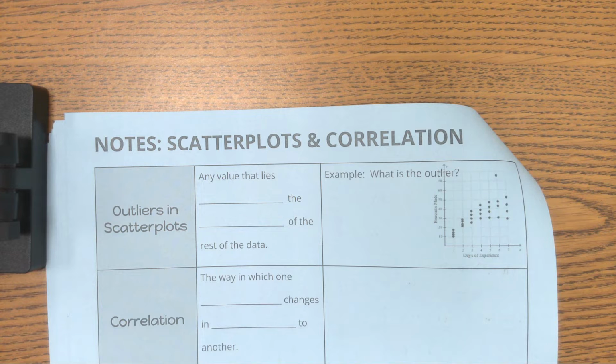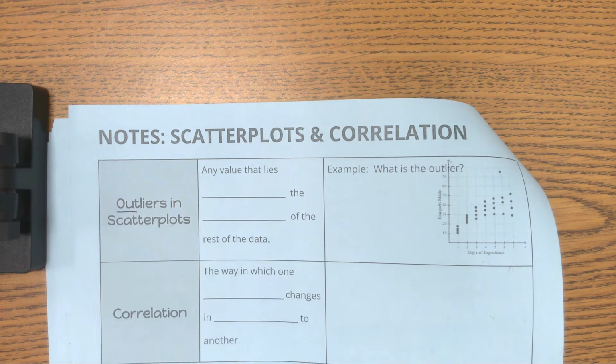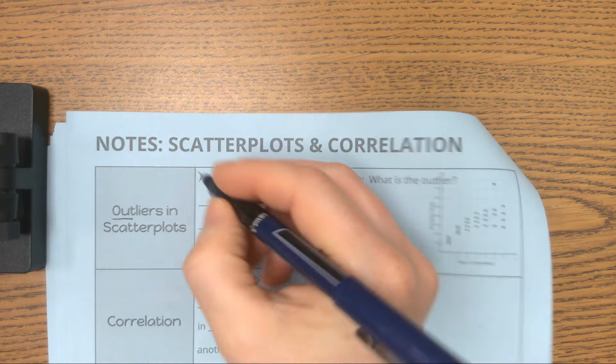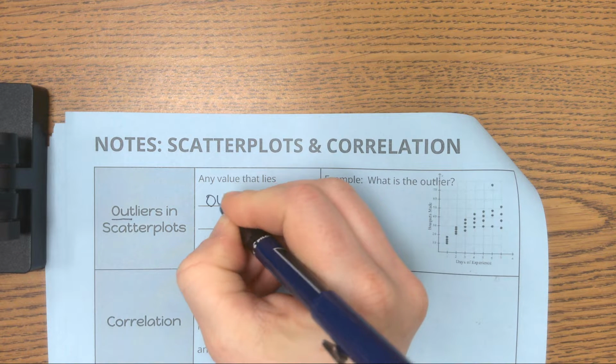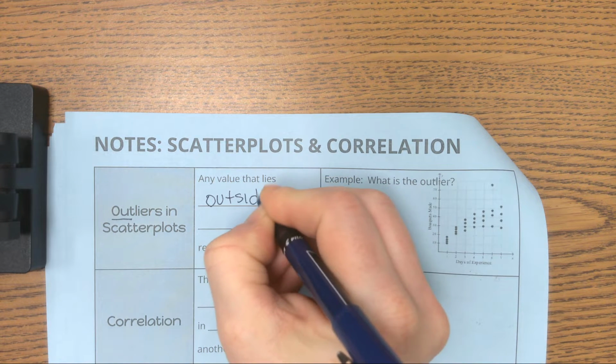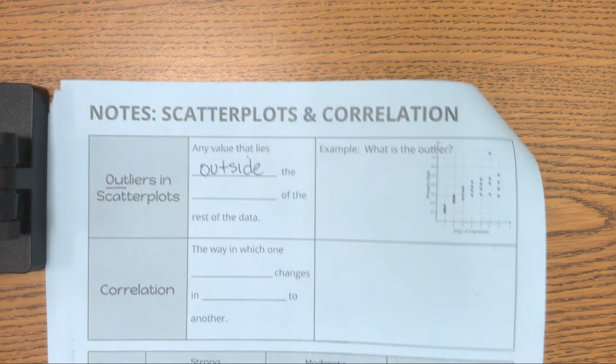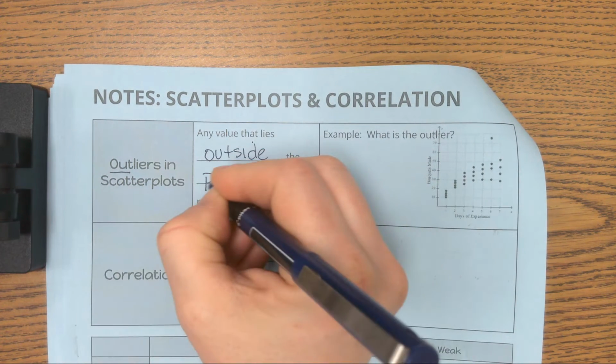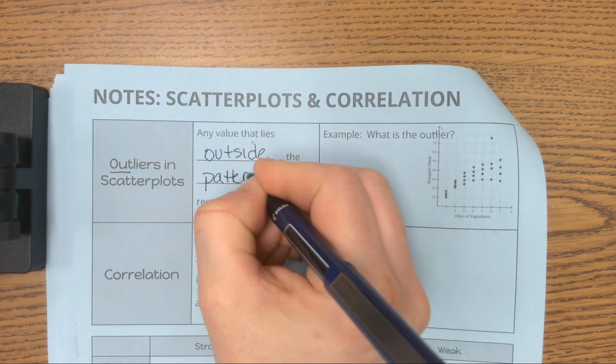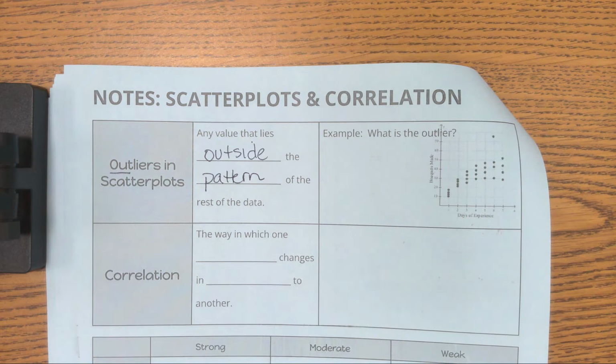The word "out" is kind of the key there. So an outlier is something that is outside the pattern of the rest of the data. So on a graph, I hope it's pretty clear which one kind of doesn't fit.